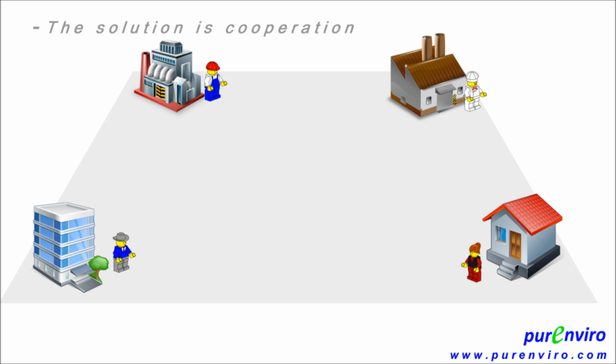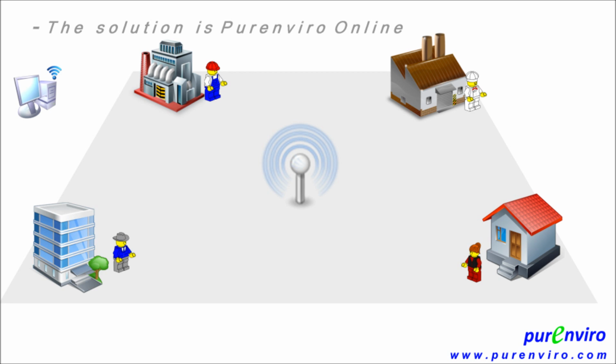The solution is to establish close cooperation among all parties. The solution is to install purenviro Online. The first step for purenviro is to install a weather station in the area. The weather station transmits data wirelessly to the purenviro computer center.